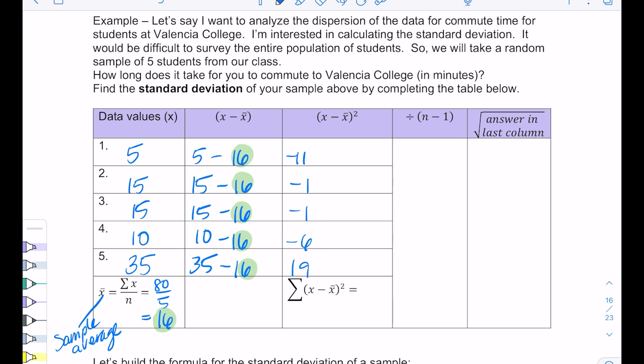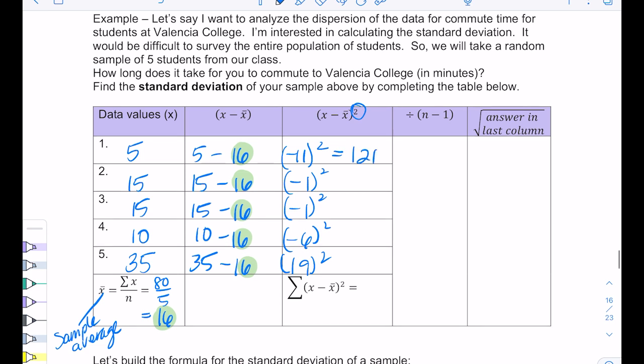Now since we're measuring the deviations away from the mean, it's the distance. Distance can never be negative. So to undo the negatives, we're going to square everything. You're going to square all of these numbers, and when you square them, it's going to get rid of all the negatives. So negative 11 squared gives us 121. Remember, that just means negative 11 times negative 11. Negative 1 squared is just 1. Negative 6 squared is 36. And 19 squared, or 19 times 19, is 361.